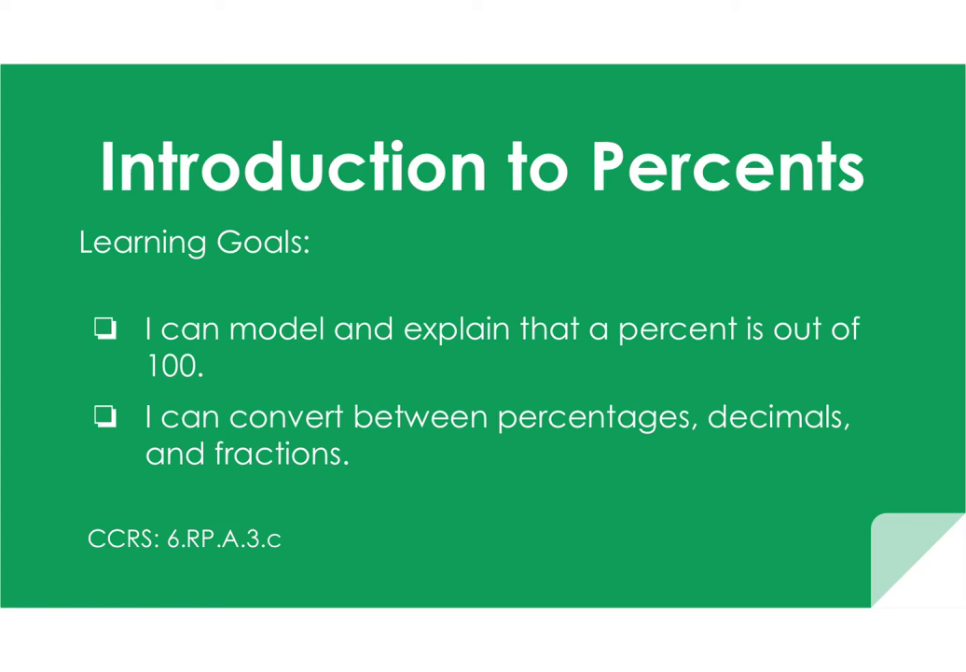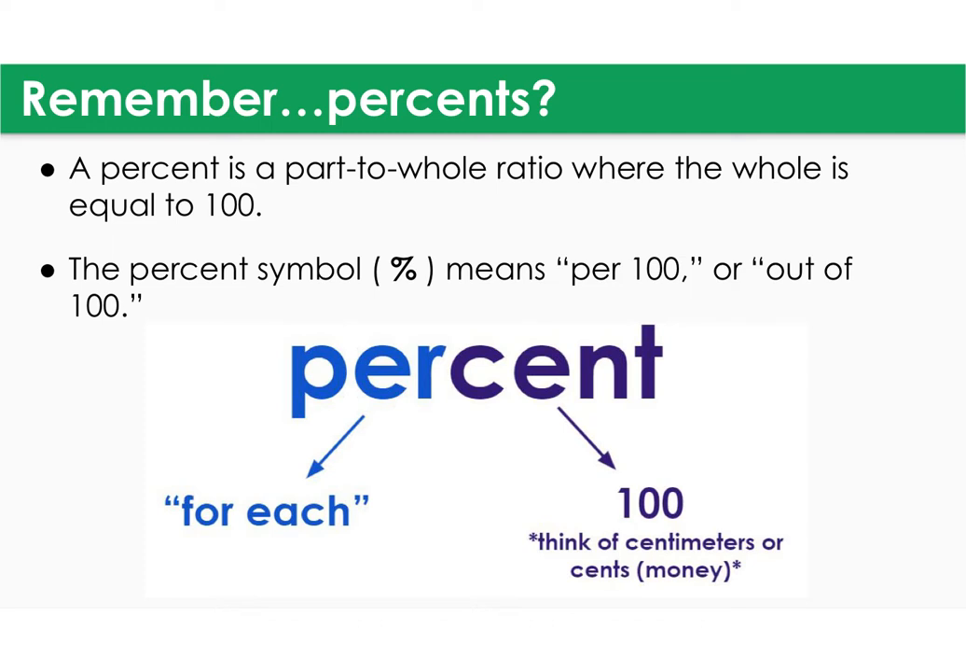Okay, welcome back. Next section of Module 2. So it's Module 2, Topic 2, Introductions to Percents. For percents, we talked about percents in Topic 1. A percent is a part to whole ratio where the whole is equal to 100. The percent symbol means per 100 or out of 100. Per is for each, and cent is 100, like centuries, centimeters, or cents.